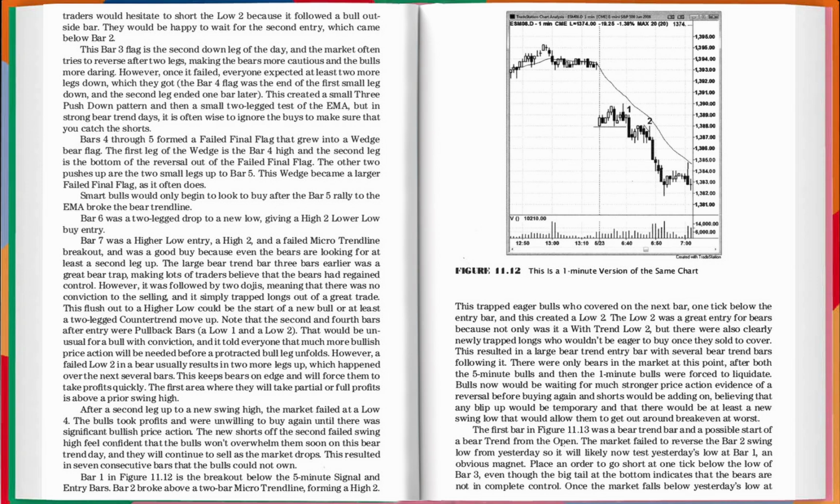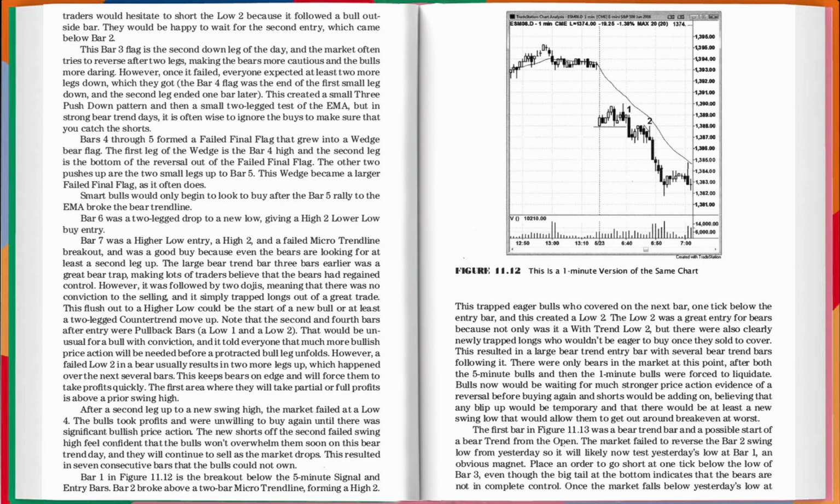However, a failed low 2 in a bear usually results in 2 more legs up, which happened over the next several bars. This keeps bears on edge and will force them to take profits quickly. The first area where they will take partial or full profits is above a prior swing high. After a second leg up to a new swing high, the market failed at a low 4. The bulls took profits and were unwilling to buy again until there was significant bullish price action.